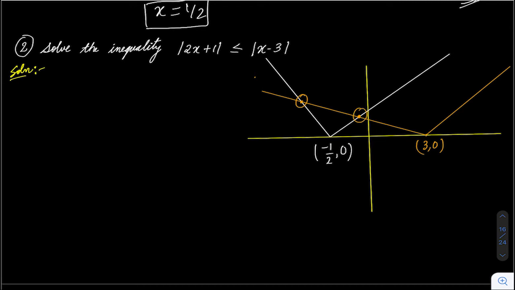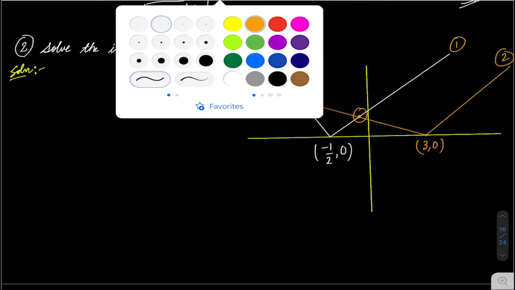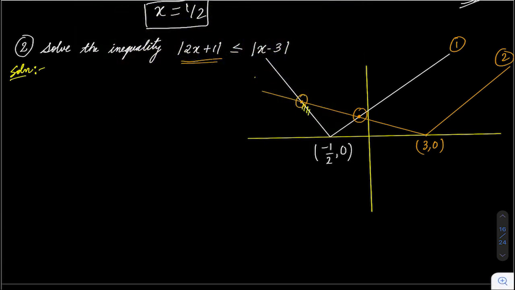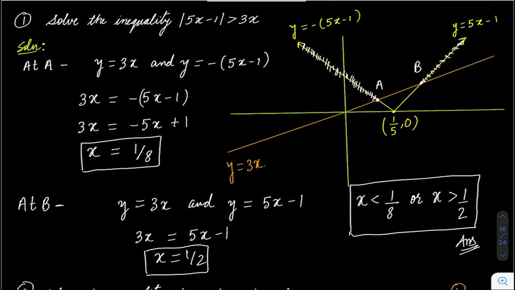So we need modulus of 2x plus 1. That is this first graph. This is my second graph. We need the first graph to be above the second graph. Sorry, it's less than. So we need the first graph to be below the second graph. So it means this part of the graph, as you can see. In this part, our first graph is below the second graph. So that's our answer.